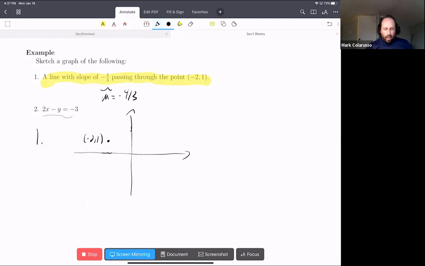Now you could try to eyeball where minus 4/3 is going to be on this axis, but it would be very, very rough without a proper grid. So what I would suggest we do to make a more accurate graph is to find also the y-intercept, because then we'll have 2 points on the line and we can just connect them.